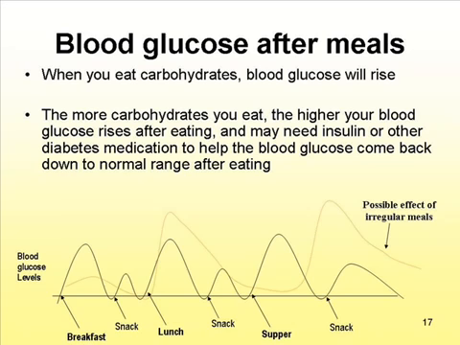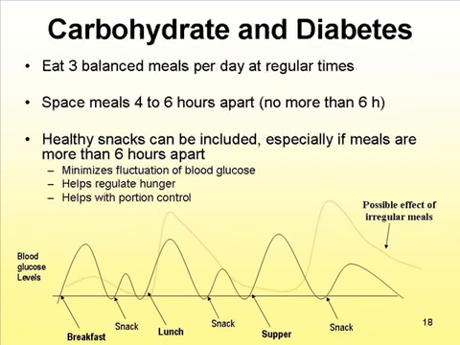So then, what can we do to help prevent the rise in your blood glucose after you eat? Well, you need to eat 3 balanced meals per day at regular times, and this will be discussed when we do meal planning in a few minutes. You also need to space your meals 4 to 6 hours apart, no more than 6 hours. And healthy snacks can be included, especially if meals are more than 6 hours apart.